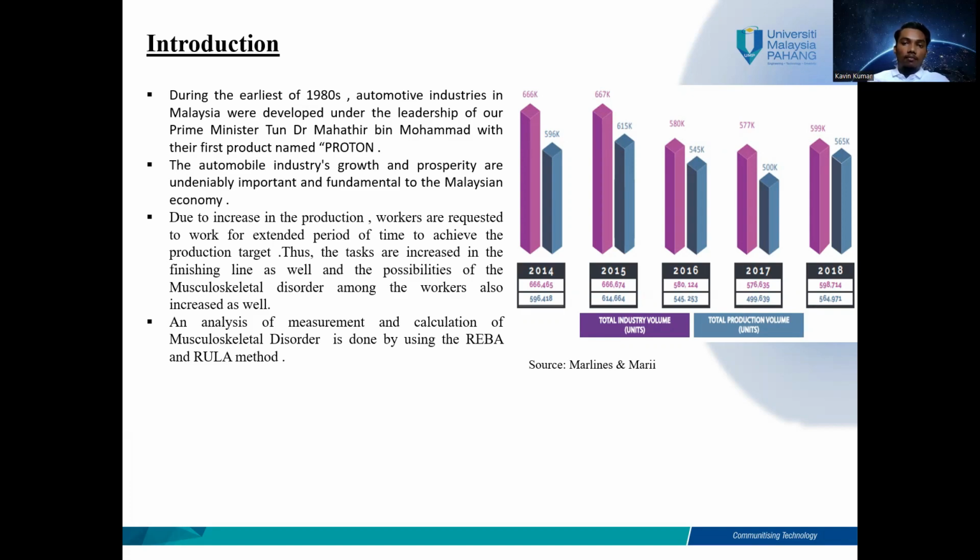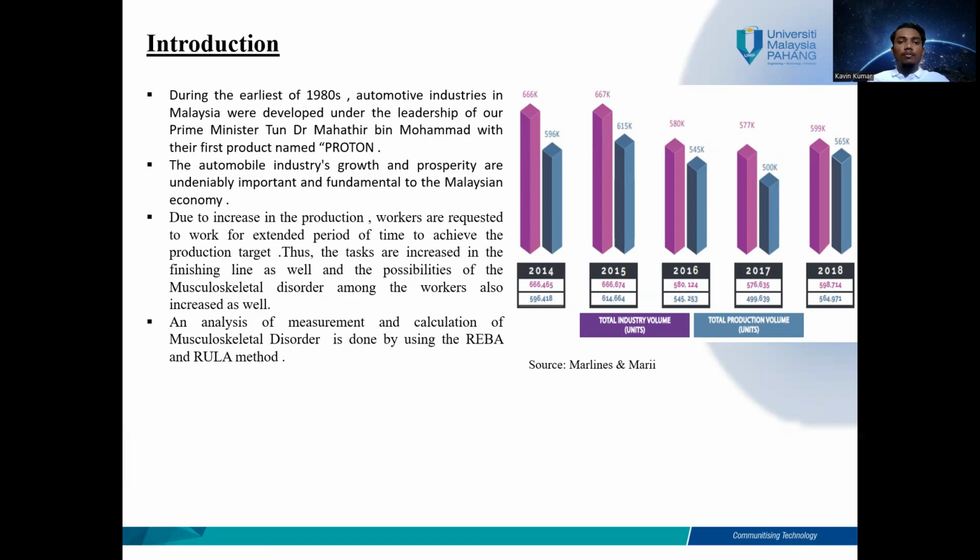As we can see in the graph, which is sourced from Marklines and Murray, the production rate of vehicles is increasing year by year. Due to the increase in production, workers are requested to work for extended periods of time to achieve the production target. Thus, the tasks in the finishing line increase as well, and the possibility of musculoskeletal disorder among the workers increases as well.